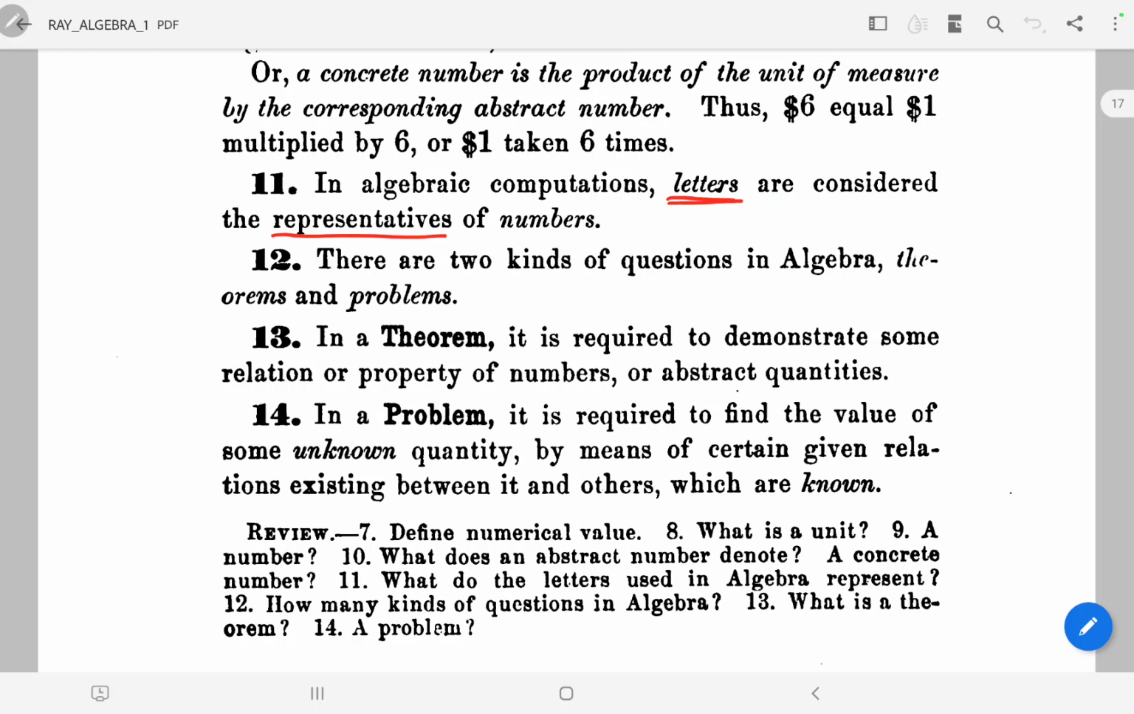Why are we using letters in a math class? Why are we using letters as representatives of numbers? Why not just use numbers? Why are we using letters in algebra? We'll get an answer to that question in just a minute. So in Article 11, we learn in algebraic computations, letters are considered the representatives of numbers. Let's go on to Article 12.